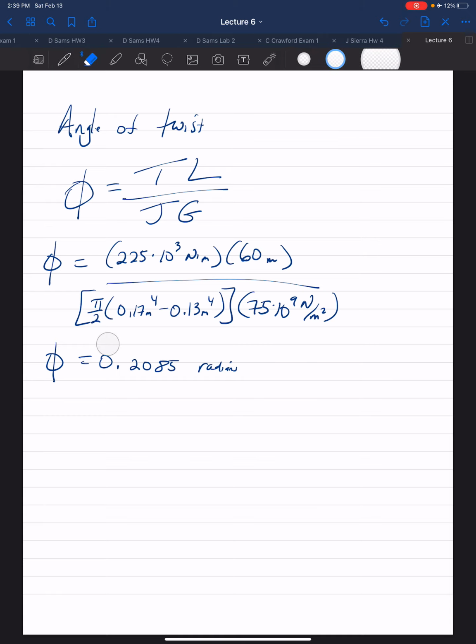If you want to convert that to degrees, it's approximately 0.2085 radians times 180 degrees is pi radians. We get about 11.95 degrees is the angle of twist.